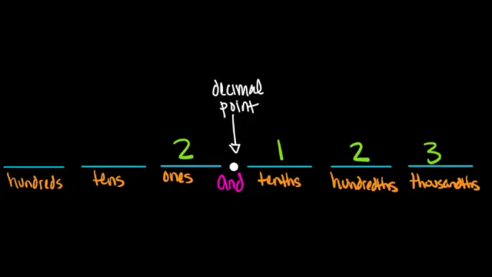All right, let's look at this number. I would read this number as 2 and 123 thousandths. Notice that I read all of this number as if it were a whole number, 123, and then I say the place value that it ends in, 123 thousandths.